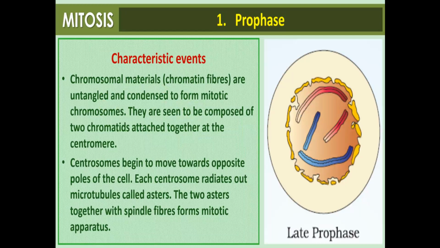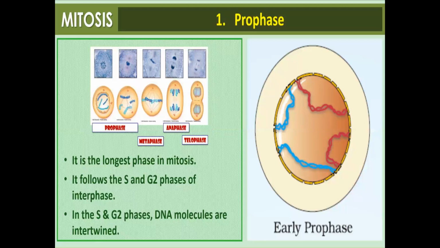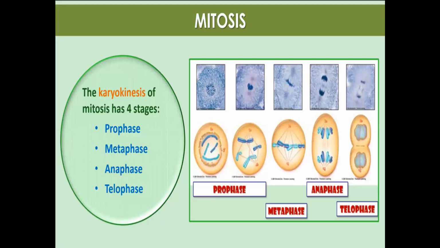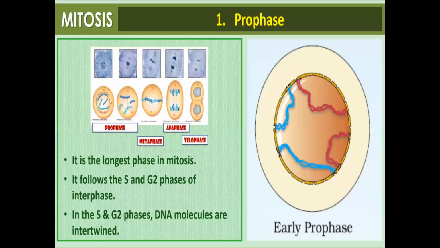The characteristic events during prophase. Early prophase: prophase is the longest phase in mitosis. It follows the S and G2 phases of the interphase. After the G2 phase, there will be prophase. In the S and G2 phases, DNA molecules are intertwined. They are just like a thread, all spread everywhere.